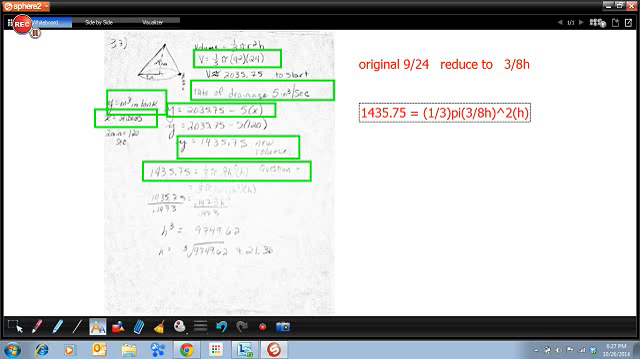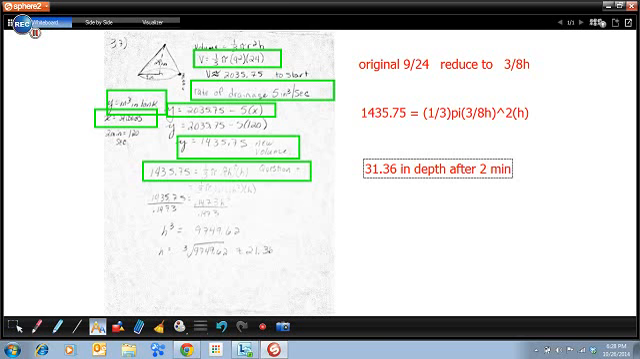And then when I solve for this, you have to take this h squared here and this other h here, that's going to give you an h cubed that you're going to have to take the cube root of at the end, but you're going to get approximately 21.36 inches depth after 2 minutes.